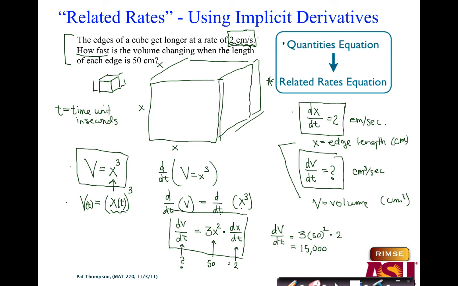If you want to put the units into the formula too, this is 2 centimeters per second. This is 50 centimeters that gets squared. So I'd have centimeters squared times centimeters per second. This makes centimeters cubed per second. But that's also what we said would make sense for a change in volume with respect to time. All right, so that's one example of this.